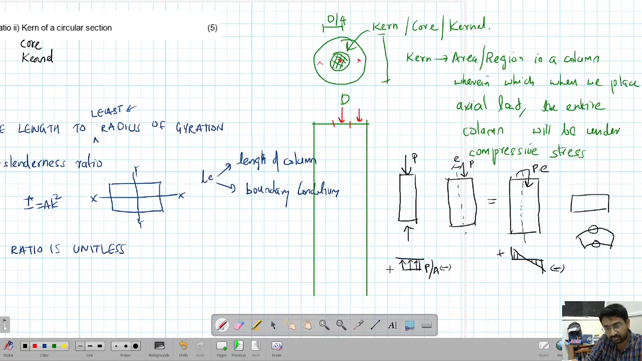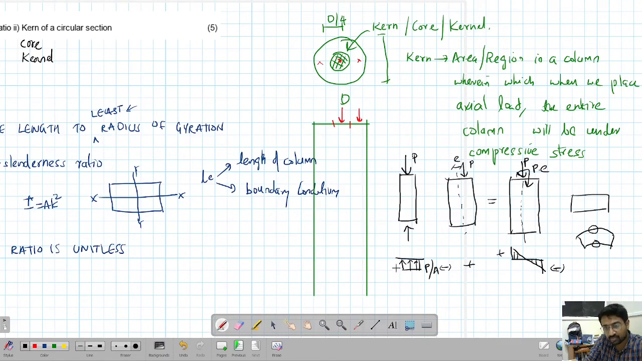Up to a certain value of this eccentricity, there will be net compression. When there is axial force, you have to add these two. There will also be an axial load P. So P and PE, this is the net effect of this eccentric loading. Because of eccentric loading, there will be the P value here, and there is the moment P into E which is coming on the column. Because of P, the distribution will be like this. Because of moment, the distribution will be like this.